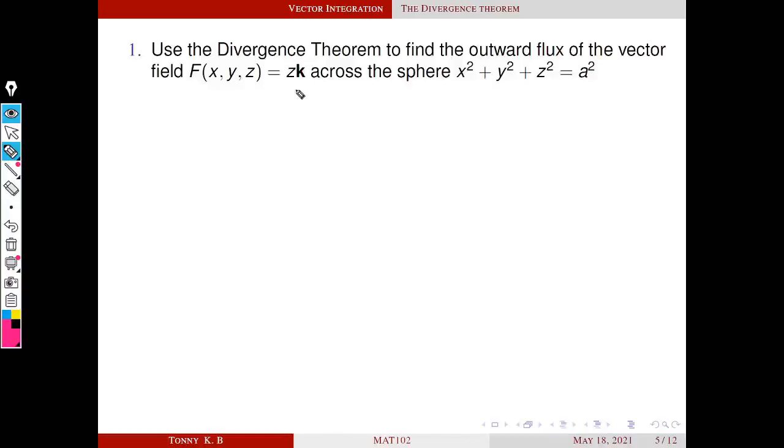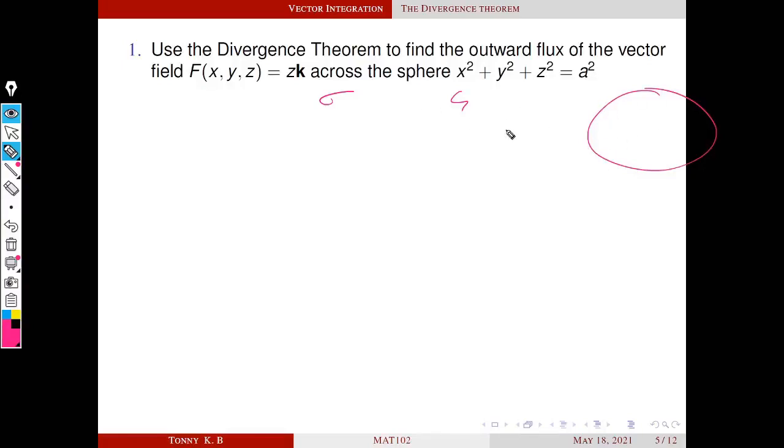First problem. Use divergence theorem to find the outward flux of the vector field F equal to z k across the sphere x square plus y square plus z square equal to a square. We know that this is a sphere of radius a with center at the origin. So what is our surface sigma? It is clear that sigma is the spherical surface. And what about capital G? G is the region that encloses sigma. The outer surface is sigma, and the inside of the surface sigma is our G, the volume enclosed by sigma.